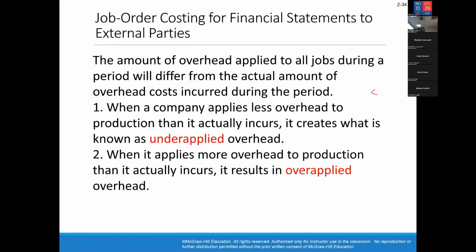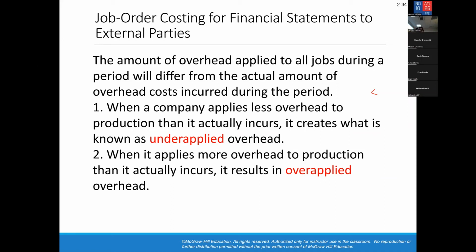All right, so job order costing for the financial statements. The amount of overhead applied to all jobs during the period will differ from the actual amount of the overhead incurred during the period. Okay, so what that is saying is, in the beginning of the year, when we came up with that estimate that we were going to be using for our overhead, it's not going to match what the actual is. We know that. We try to get it as close as possible, but you're going to have actual costs, and sometimes it's different. And so we're going to be looking at that sometimes at the end of the period, sometimes throughout the period, to see where we are in order to make decisions if we need to make changes.